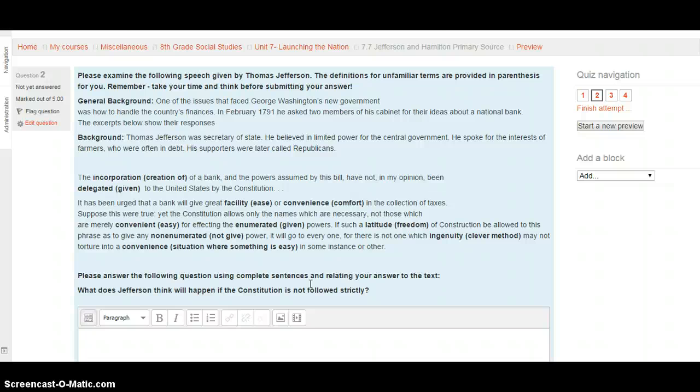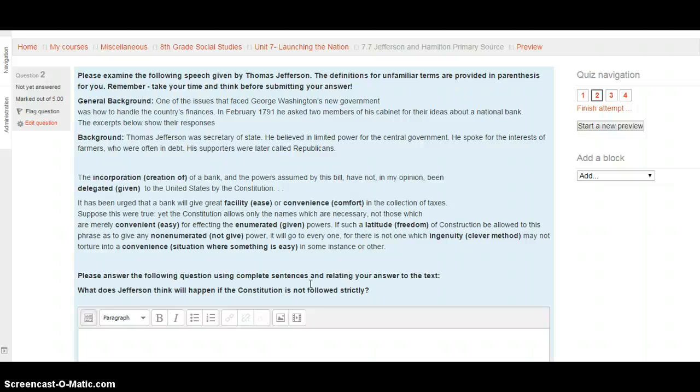If such a latitude, freedom, of construction be allowed to this phrase as to give any non-enumerated, not given power, it will go to every one, for there is not one with which ingenuity, or a clever method, may not torture into a convenience, situation where something is easy, in some instance or other.